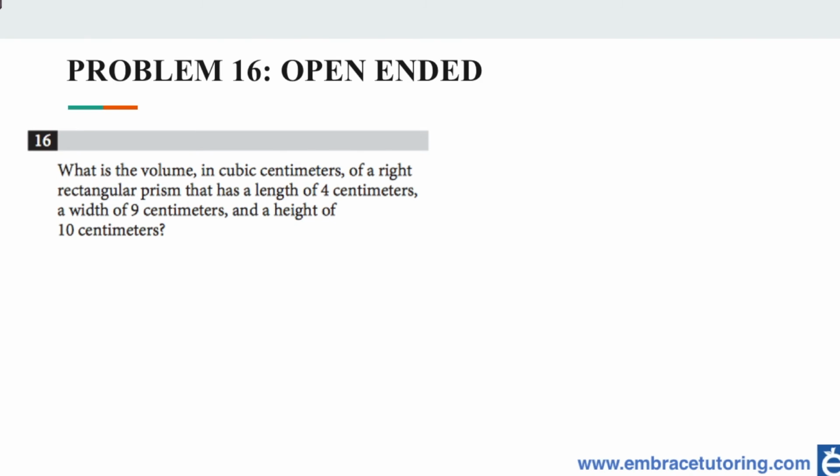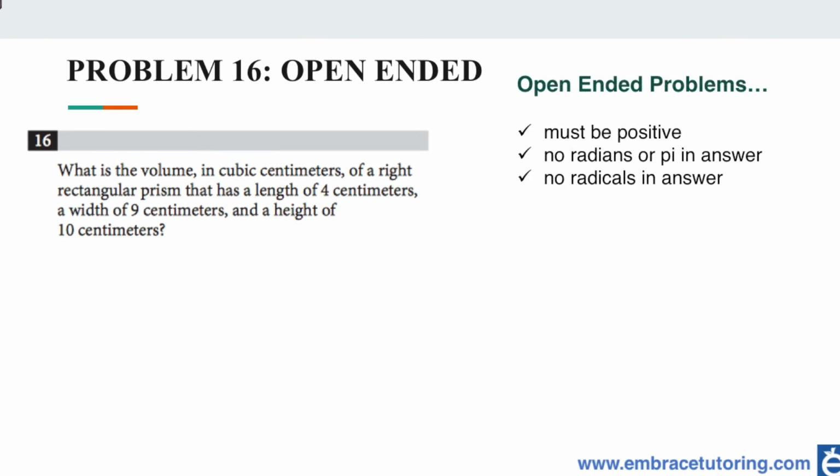For question 16, we're now moving into the open-ended questions. It says, what is the volume in cubic centimeters of a right rectangular prism that has a length of 4 centimeters, a width of 9 centimeters, and a height of 10 centimeters? One master tip I'll tell you for open-ended problems is that the answers must be positive. This is huge. You will not get negative answers. You will not have radians or pi in your answer, and you will not have radicals in your answer. You may have something under the radical in your work, but the radical itself is not possible in the answer. Same as pi or radians. And the most important thing by far is that the answer is going to be positive.